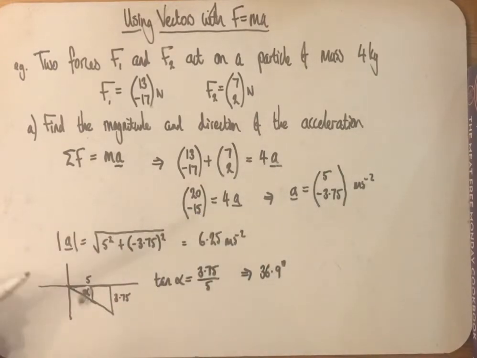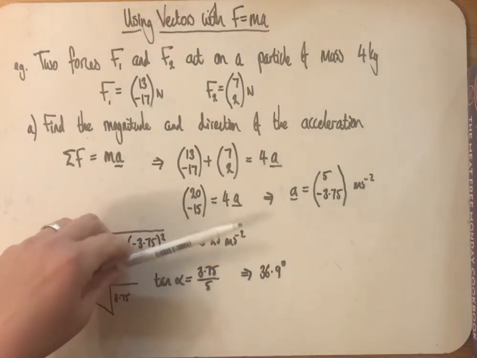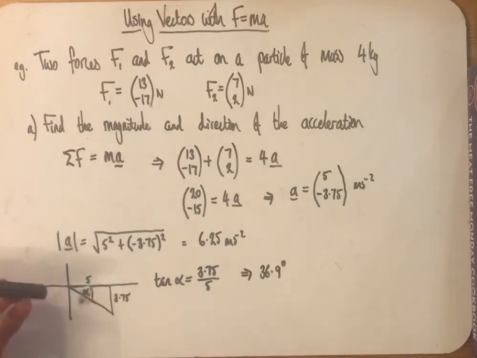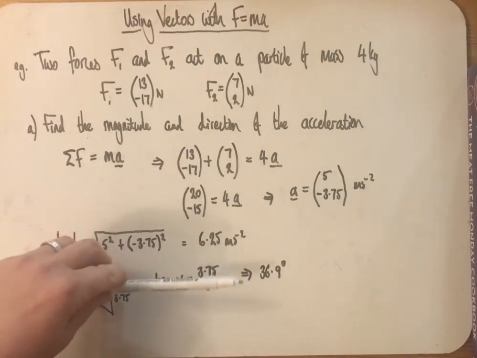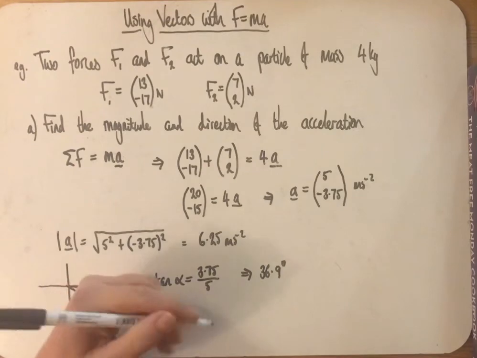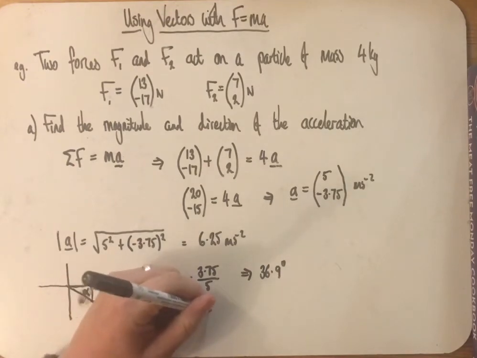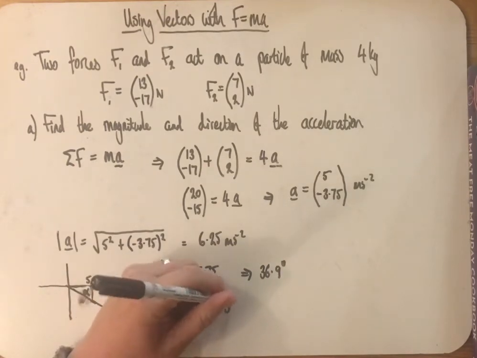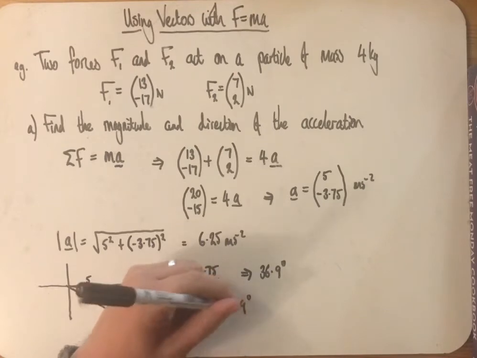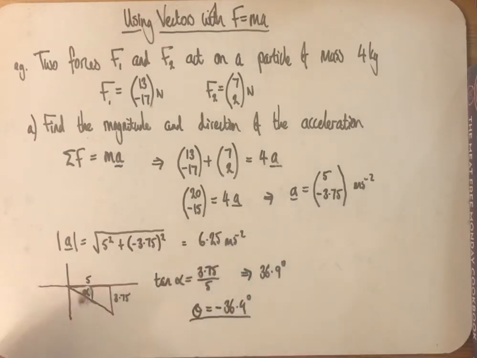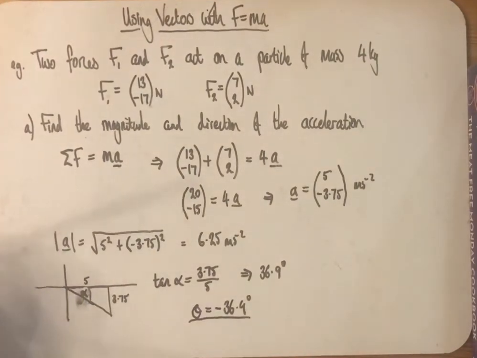And if you remember how we measure angles, anti-clockwise is positive and clockwise is negative. And so the angle this is making is negative 36.9 degrees. So it's just working with vectors a little bit more. You can also use SUVAT with vectors.